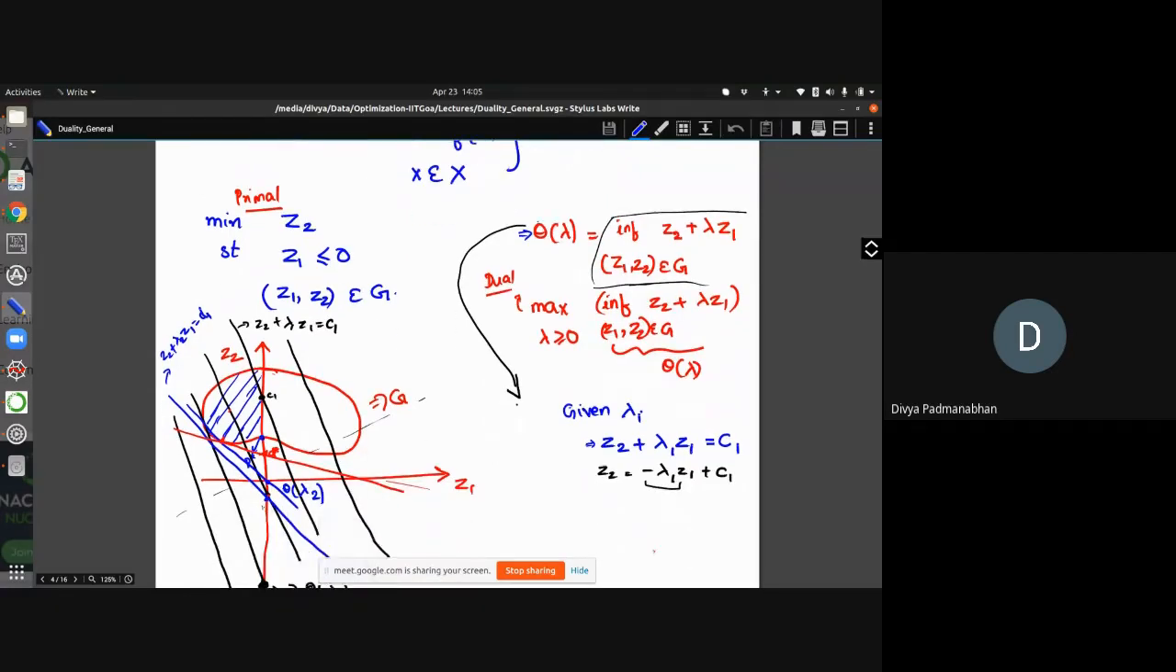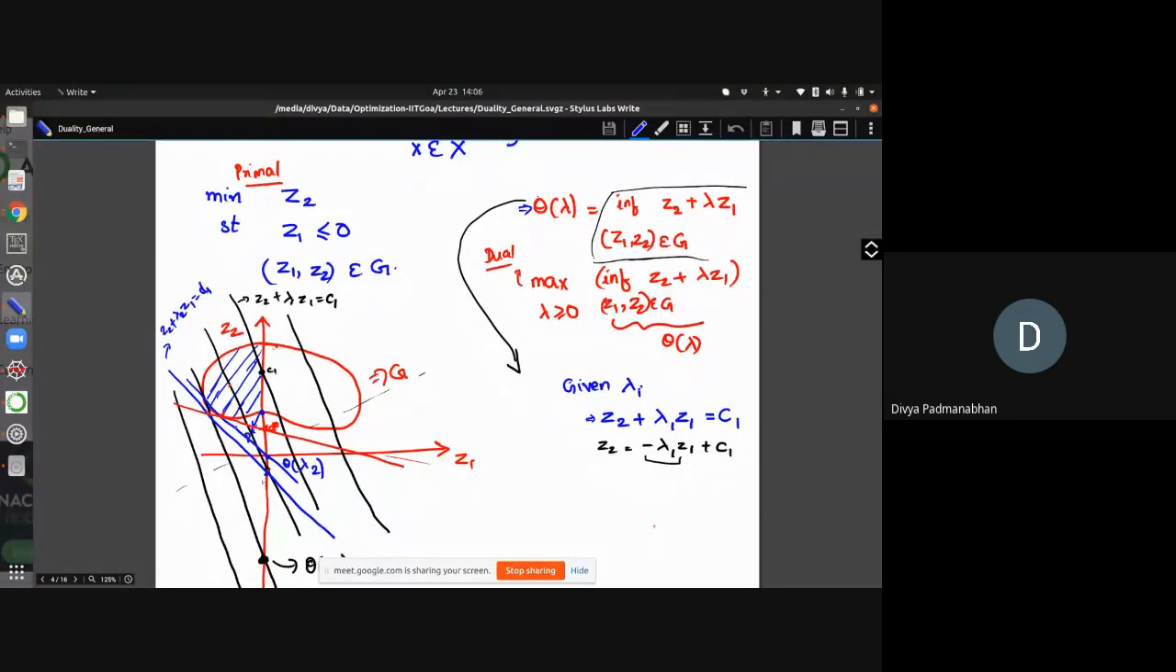So we were trying to see what the dual function meant here with respect to this geometry. So then we started off by seeing this, what is z2 plus lambda 1 z1. If you fix a value of lambda 1, and you look at all possible values of z1 and z2 such that z2 plus lambda 1 z1 is c1, then what you get is the equation of a line. Okay, and in particular, it has a slope of minus lambda 1, and the intercept is c1.